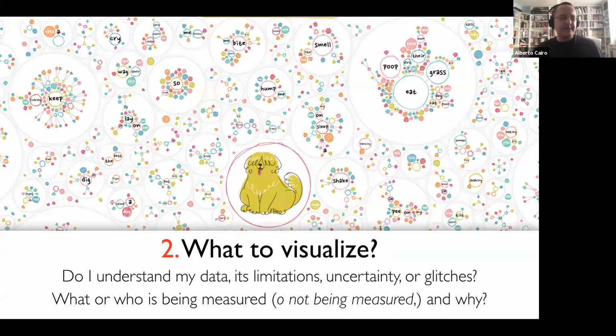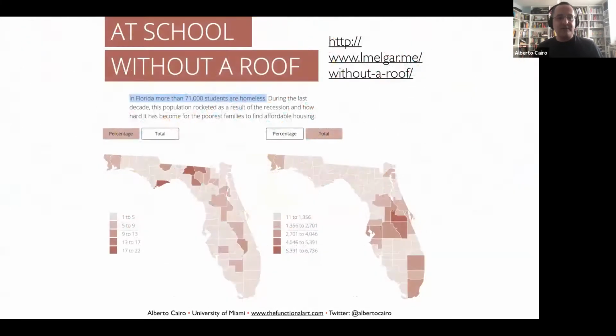A few years ago, one of my best students, Luis Melgar, who is now working for the Wall Street Journal, was working on his capstone project, and he came to me saying, I want to do a project about homelessness in Florida. How many students are homeless in Florida? And he came to me with a few maps, and he showed me a few of these maps. His project is titled A School Without a Roof. It's available online. And he showed me maps that were completely striking.